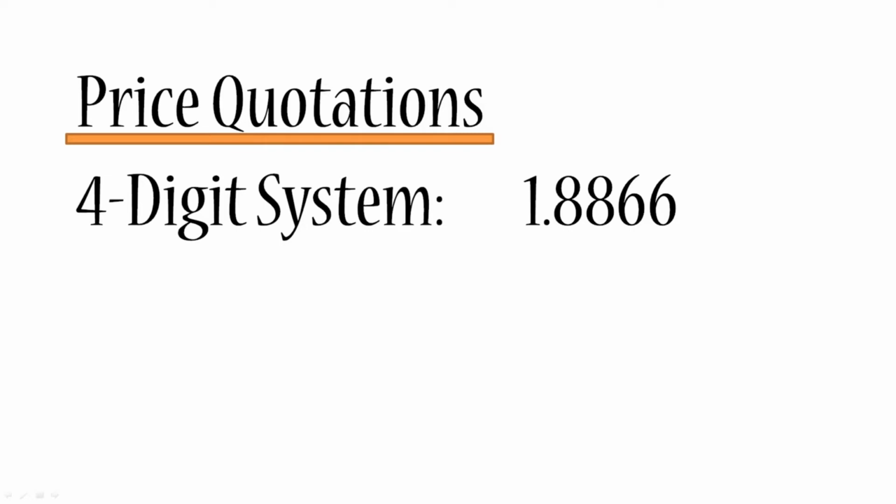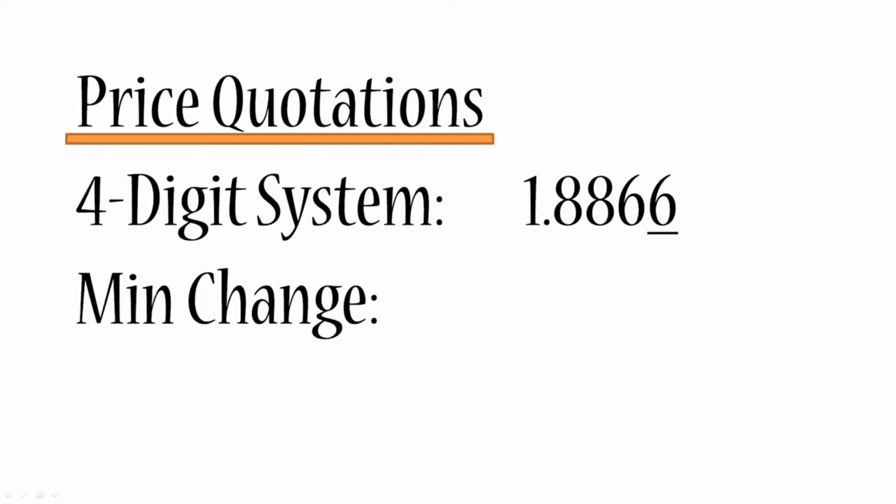So except for Japanese-based currency pairs, where Japanese yen is the quoted currency, but we'll talk about that later. So the 4-digit system, 4 digits after the decimal point, and the last digit is the minimum change. So the last digit is the 4th digit, and that means the minimum change that any currency pair can experience is 0.0001 units of the quoted currency.